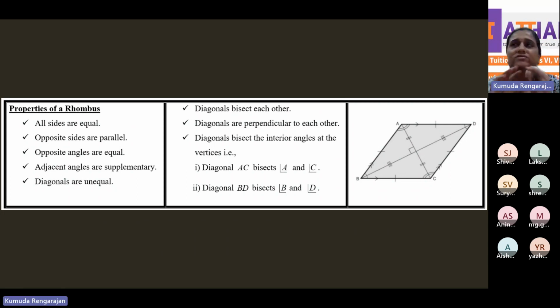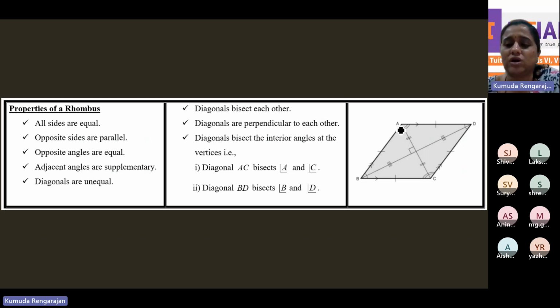So the only difference is you can see in a parallelogram, opposite sides are equal. In a rhombus, all sides are equal. In a parallelogram, diagonals do not bisect at right angles. Here in a rhombus, diagonals bisect at right angles. In a parallelogram, the diagonals do not bisect the corner angles. But here in a rhombus, the diagonals bisect the corner angles.